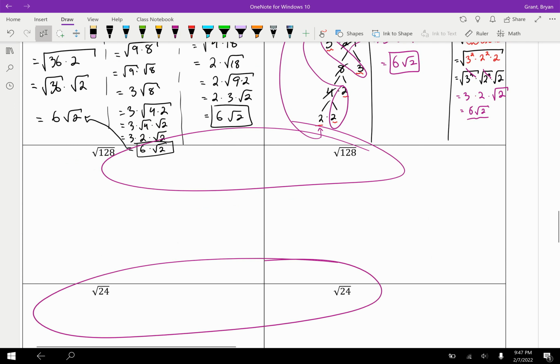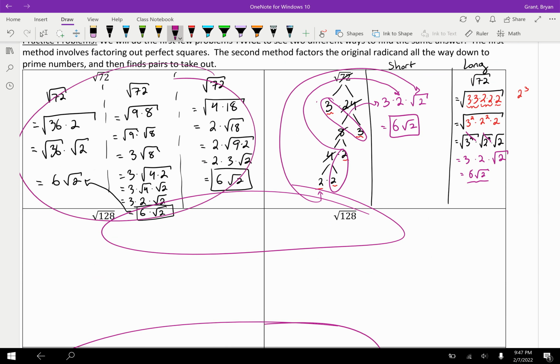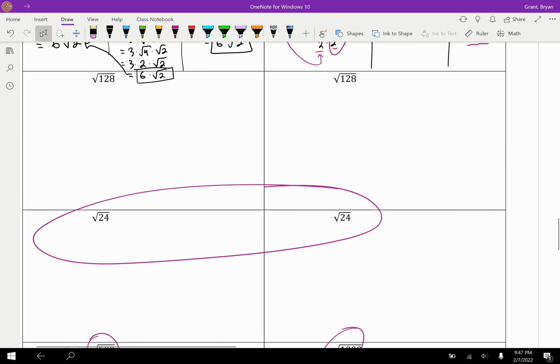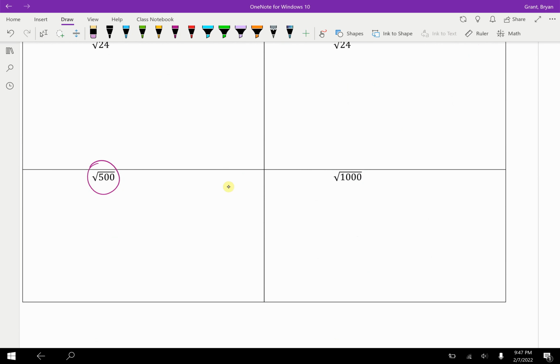I would like you please to try the first 2 problems using both methods. You don't have to do it 3 times, but one method where you identify perfect squares and one method where you use the tree. And the reason I'm asking you to try them both is because you can't pick a favorite method just having used a method one time each. It doesn't work that way. You need to really understand the intricacies of each method before you make that decision.